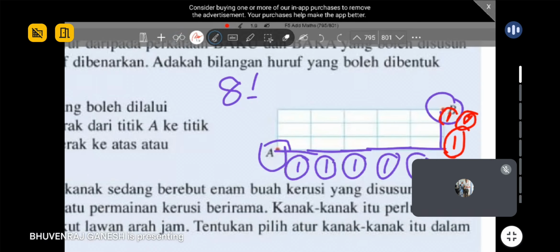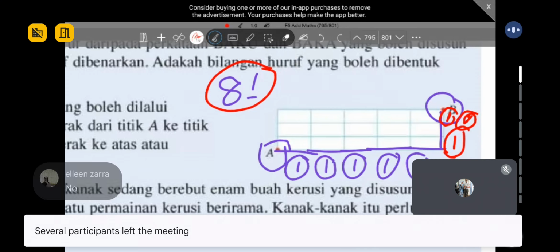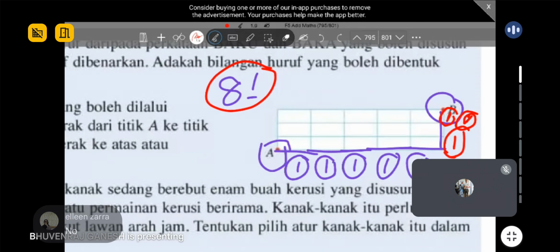So guys, is 8 factorial our only answer? What do you all think? Is 8 factorial our answer only? So now you all must think and see. So now what we must do is, okay, you all check and see.